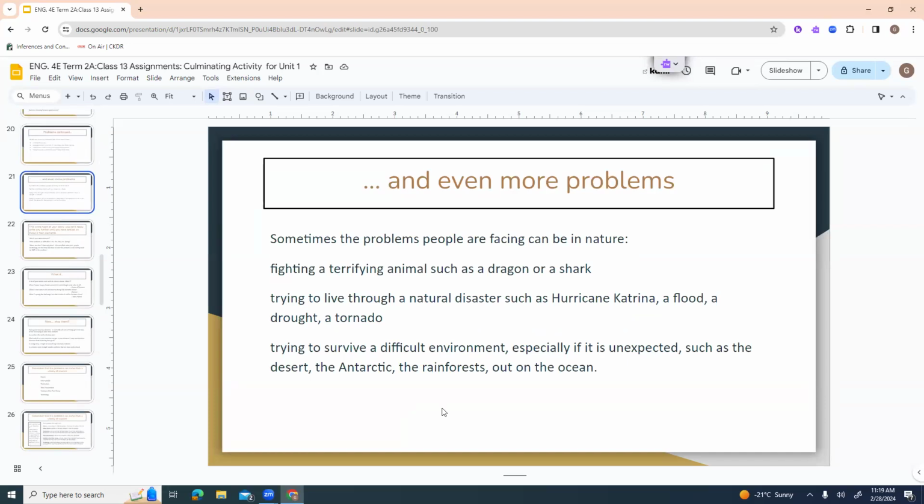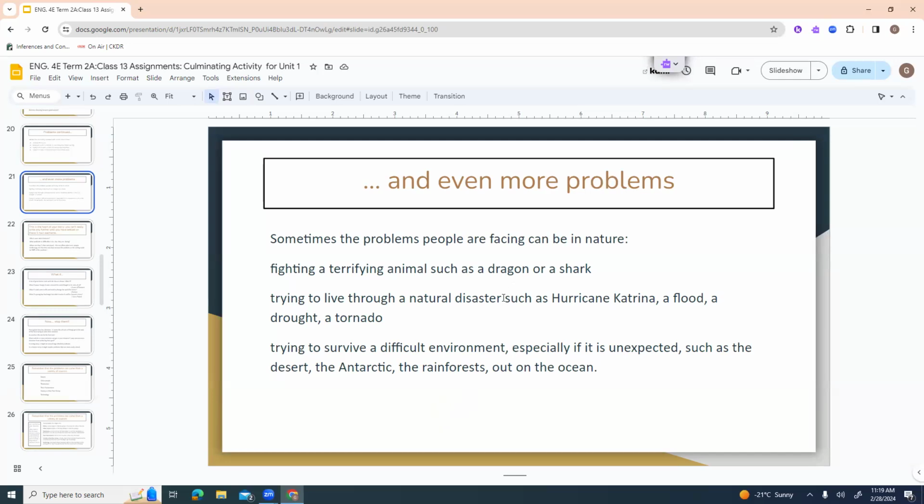And could also be problems in nature, fighting a terrifying animal like a dragon or a shark, trying to live through a natural disaster like Hurricane Katrina, or a flood, or a drought, or a tornado, trying to survive a difficult environment, especially if it is unexpected, such as the desert, the Antarctic, the rainforests, or out in the ocean. I'm giving you some of the wild, over the top ones, but your difficult environment could be something as simple as an office where everybody's angry, right?